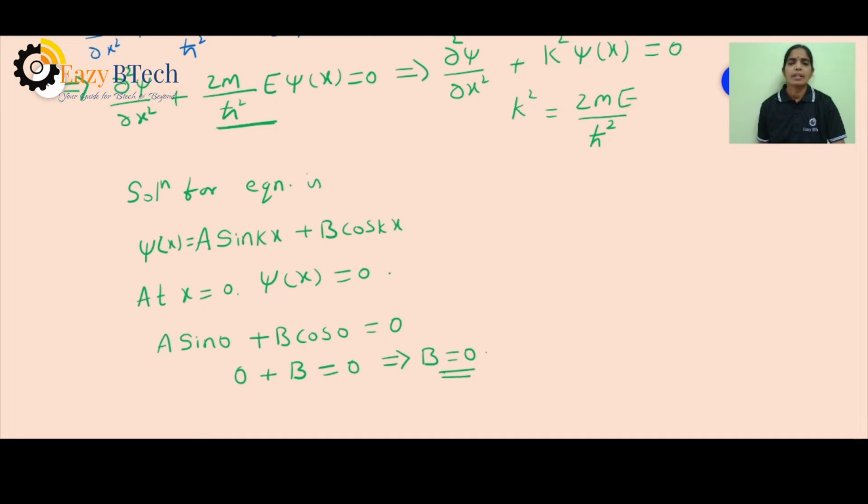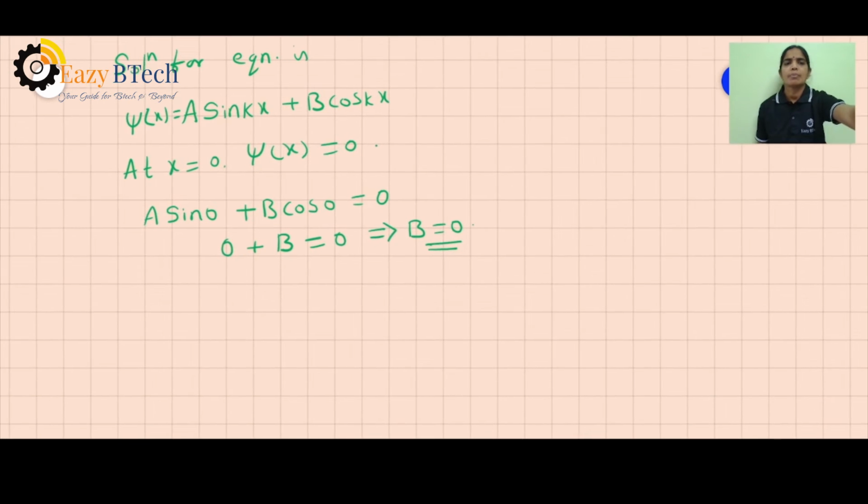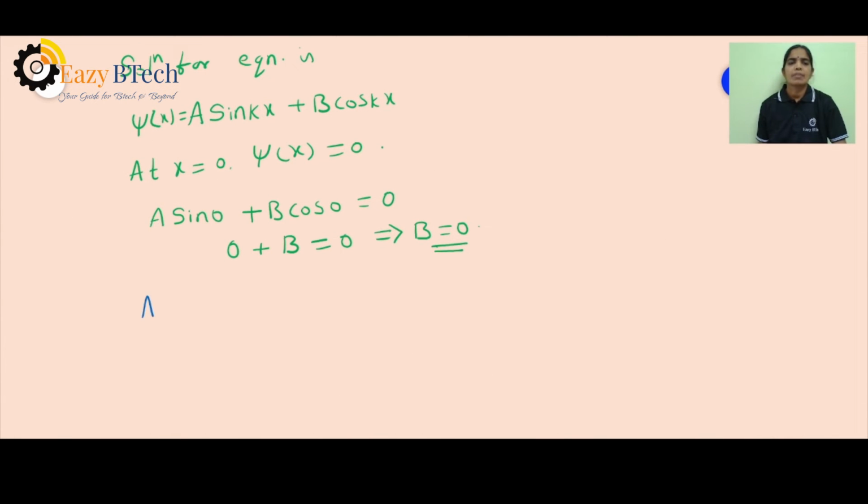Now we will go for the second boundary condition. It is happening at x equal to a. At x equal to a, the wave function is once again vanishing, so psi of x is 0. Using x equal to a in the above expression once again, we have A sin ka plus B cos ka equal to 0, because at x equal to a the wave function is vanishing.